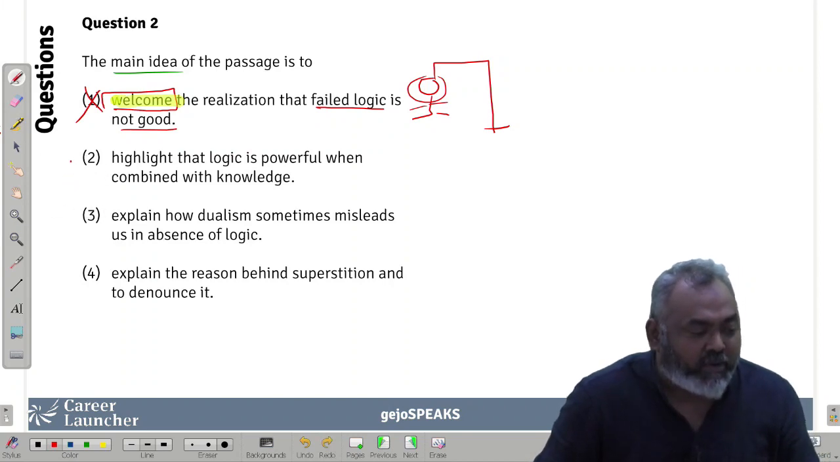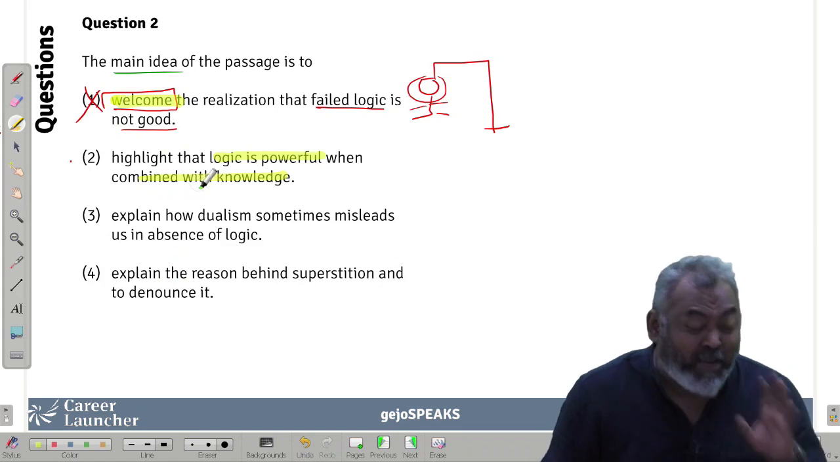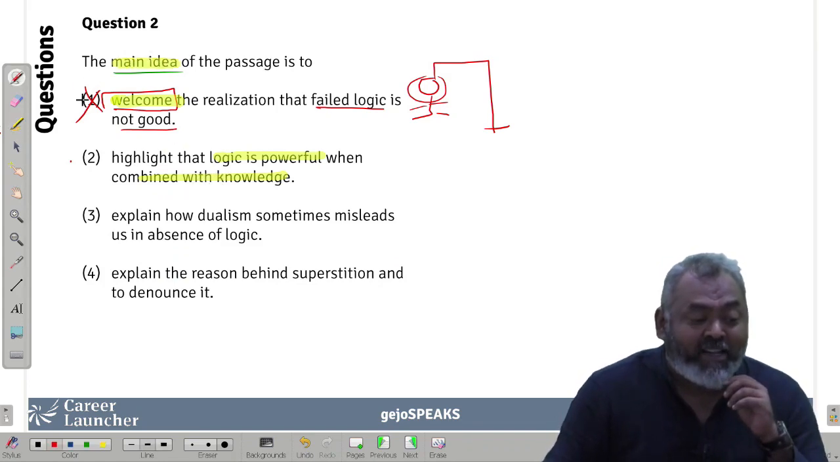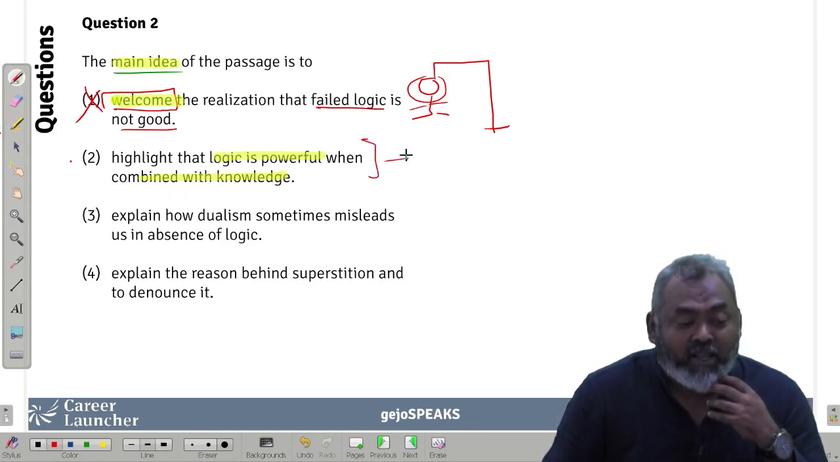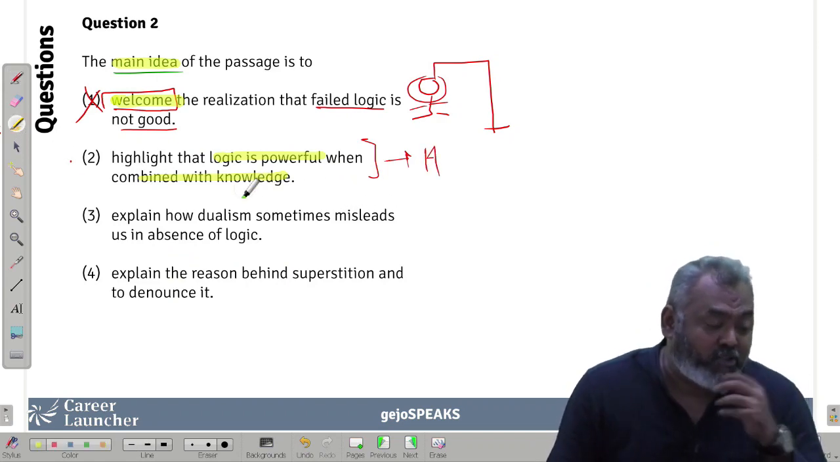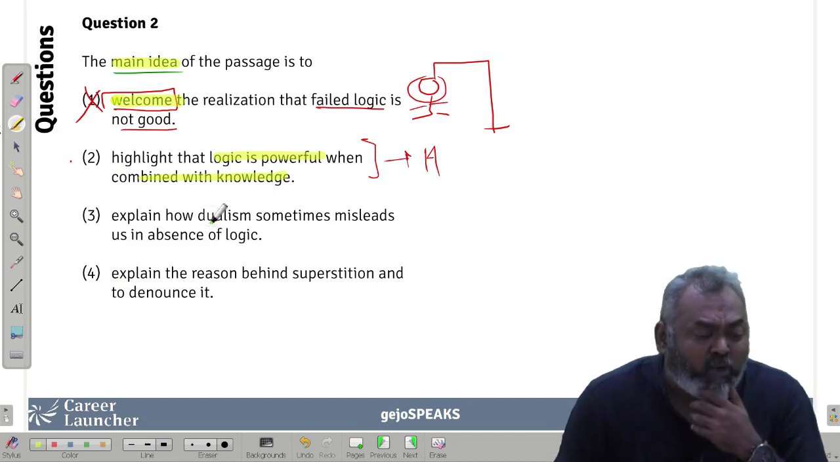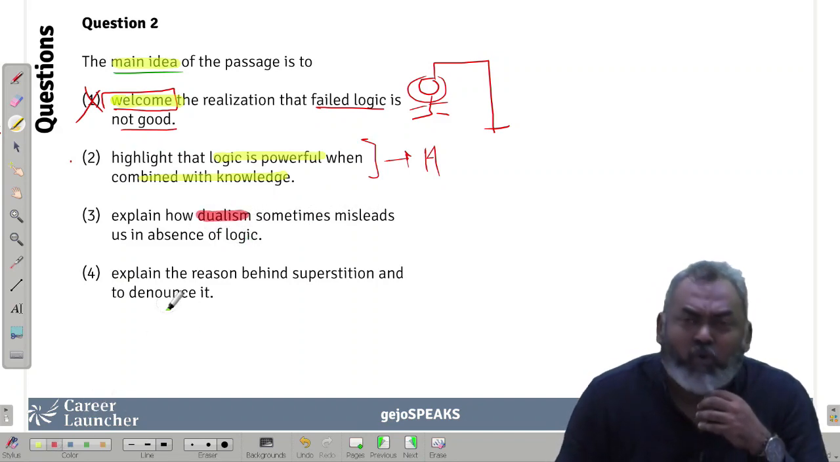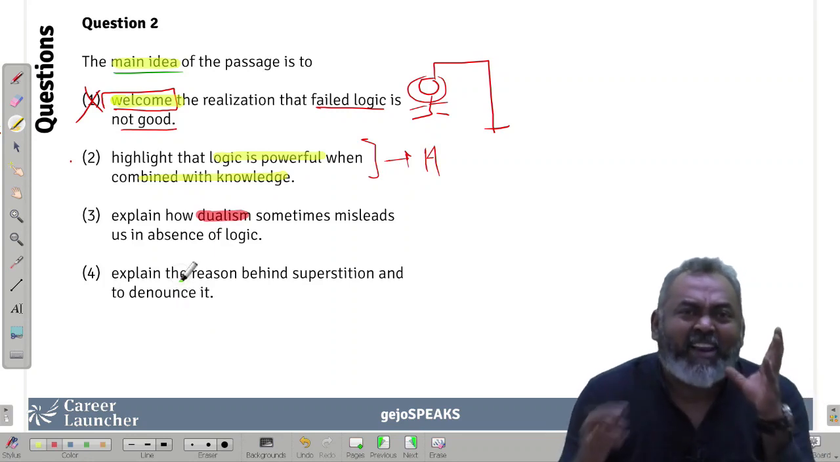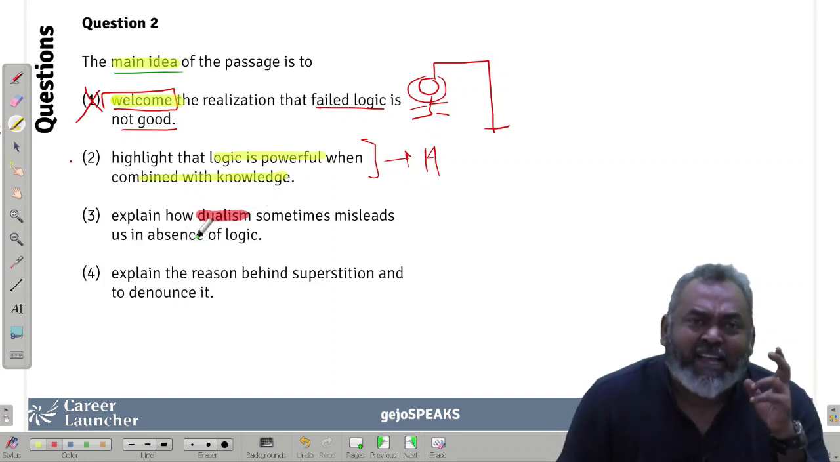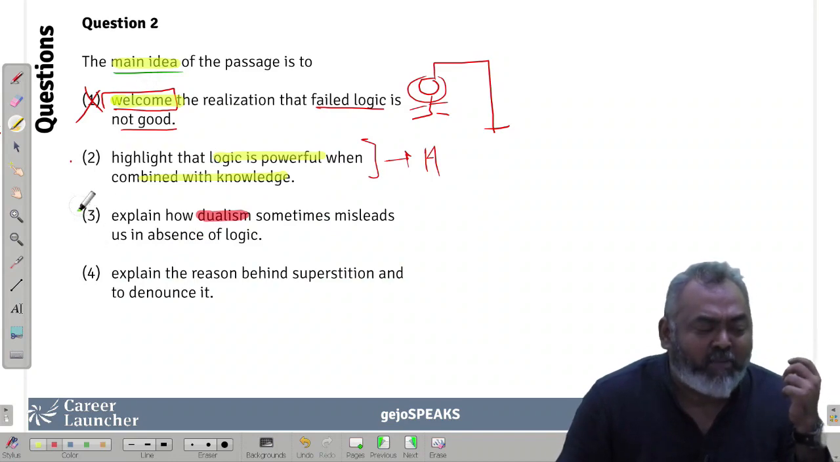Okay, next one. Highlight that logic is powerful when combined with knowledge. This is actually a true statement. Okay, we'll keep it on hold, but he's asked about the main idea. We'll hold this because that's a true statement, right? Explain how dualism sometimes misleads. Dualism is just a small part of the whole discussion. Dualism is an example somewhere. That's definitely not the main idea.